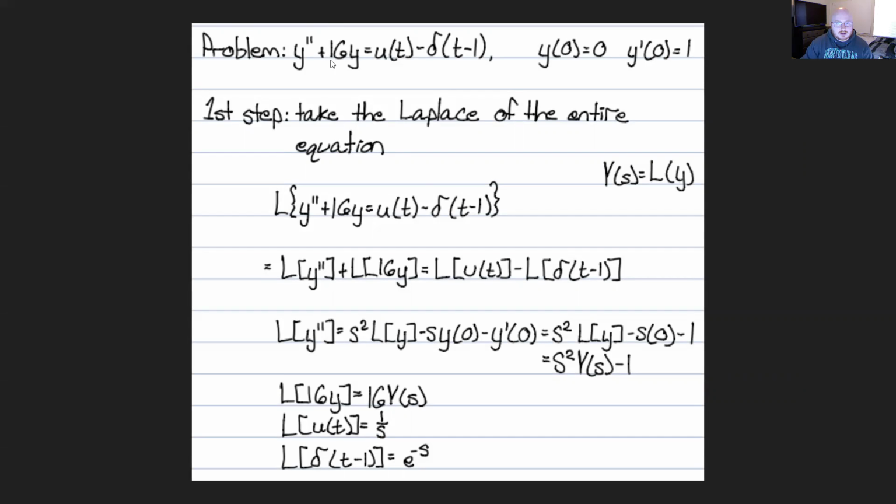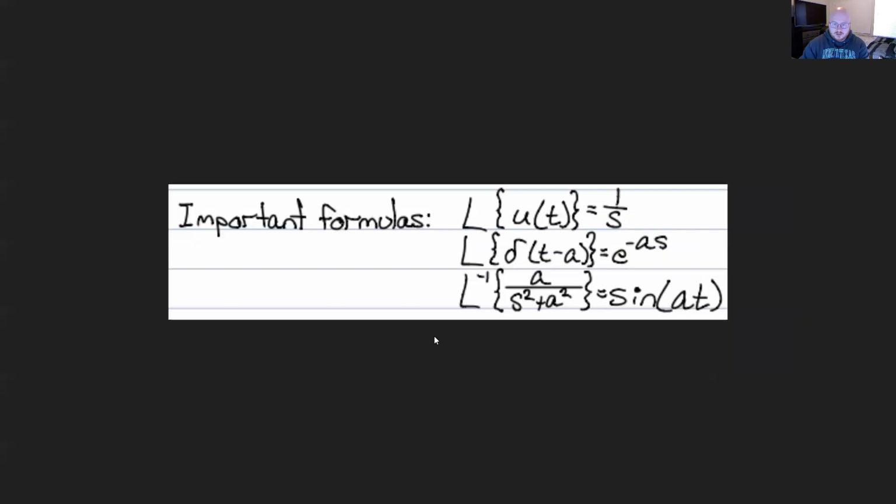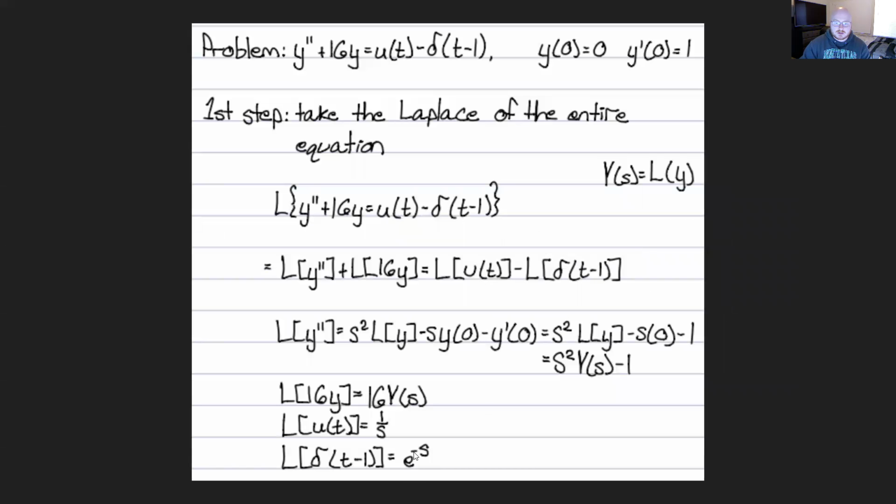Next, we take the Laplace of 16y. We can't really do anything with the y; that's why we're solving this equation. But you can pull out the 16, so you have 16 times Y of s. Next, we'll take the Laplace of unit step of t, and that's equal to 1 over s. And lastly, we'll take the Laplace of delta of t minus 1. From our formula before, this a right here is 1, so the Laplace of delta of t minus 1 is e to the negative s.